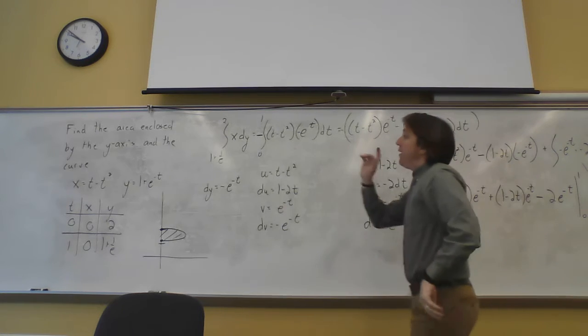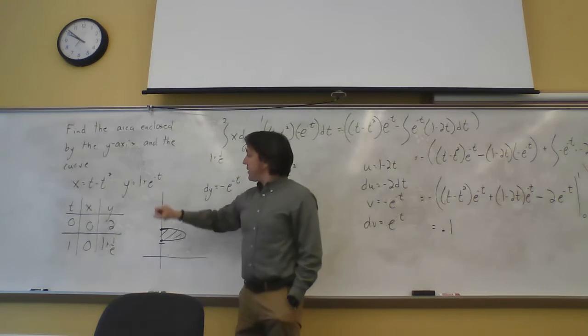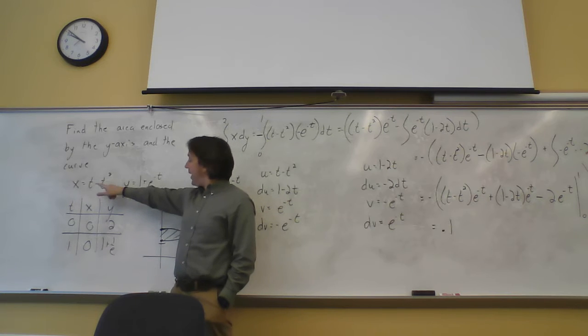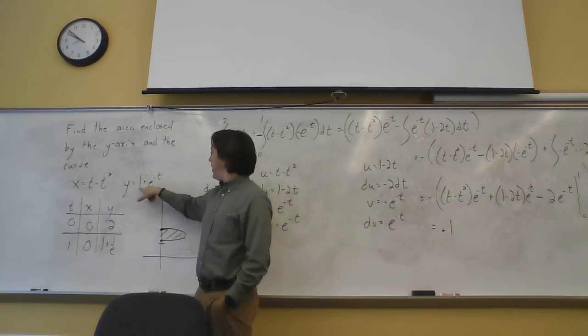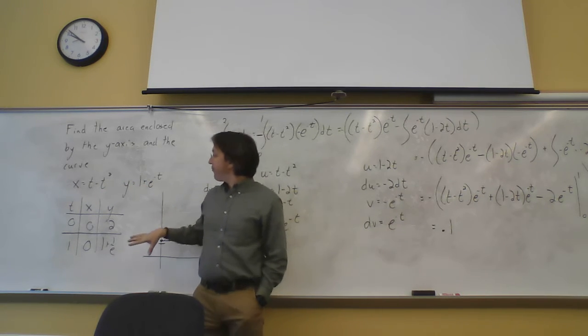So let's get started. Find the area enclosed by the y-axis and the curve given by x equals t minus t squared, y equals 1 plus e to the negative t.